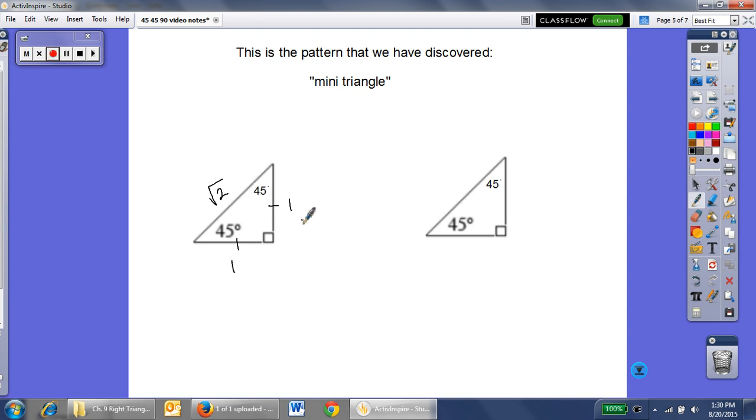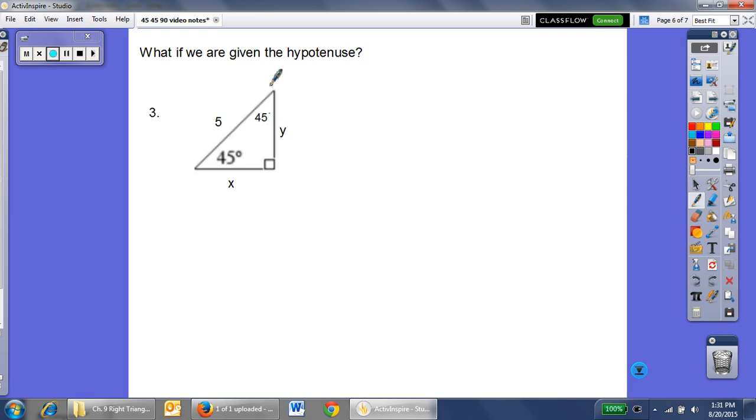If you don't like using numbers, you can always use variables. So if I was given x here, then this leg has to be x, which means the hypotenuse is just x square root 2. Again, this page is very, very important. Make sure that this is written in your notes with stars and boxes all around it. So we can do problems when they give us the leg. So let's see if we can do a problem when we're given the hypotenuse.